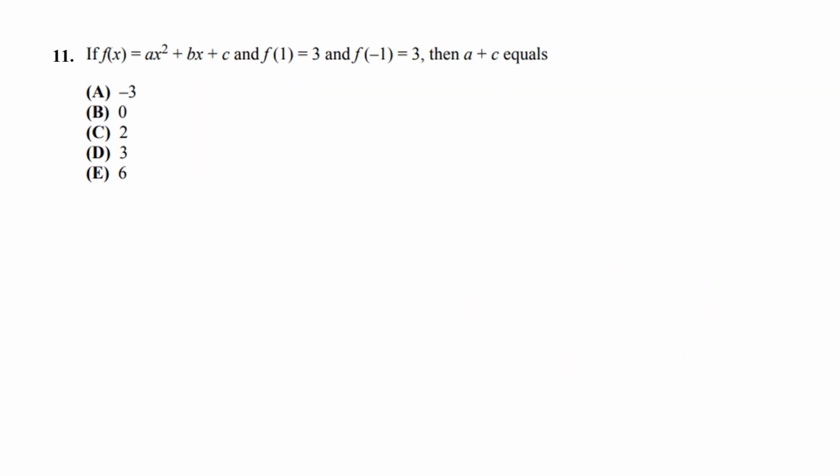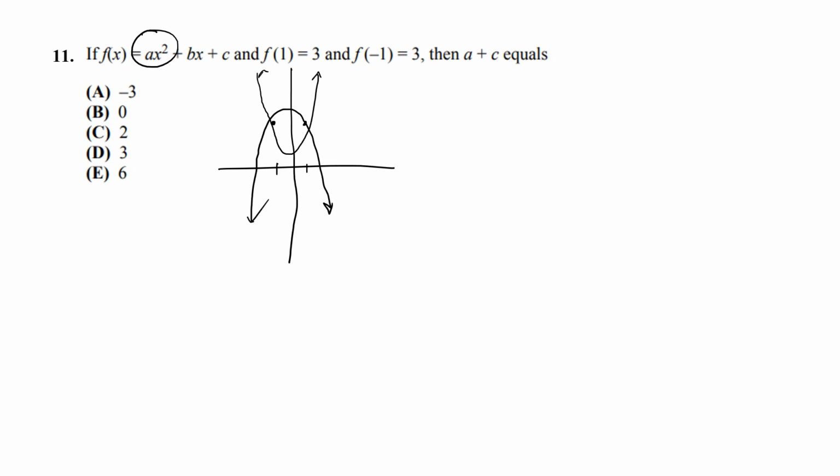If f of x is equal to ax squared plus bx plus c, and f of 1 equals 3, f of negative 1 equals 3, then a plus c equals, okay? We know we're working with a quadratic here. So just to get an idea what this might look like, they said that f of 1 is 3 and f of negative 1 is 3, right? So it might be something like this. It could even point downward, we're not really sure, okay? But in any case, it looks like it's going to be symmetric about this y-axis here.